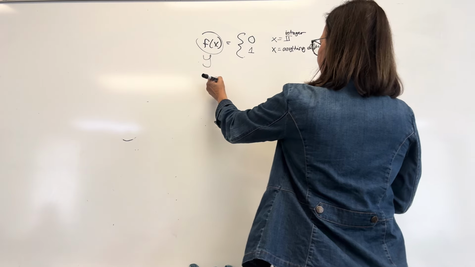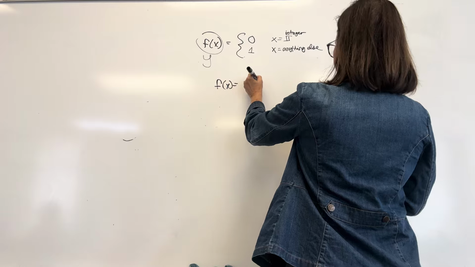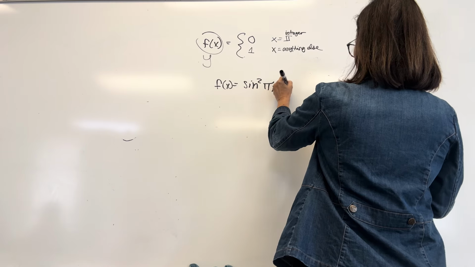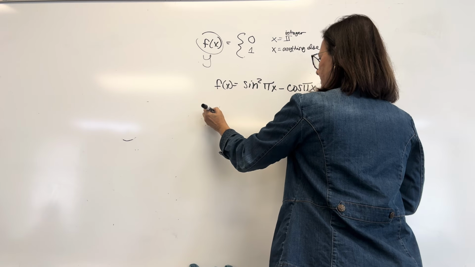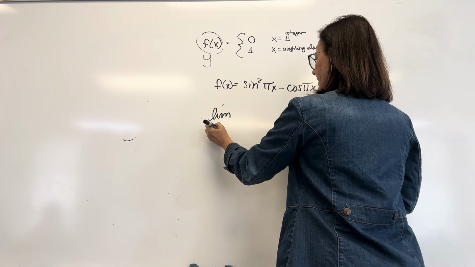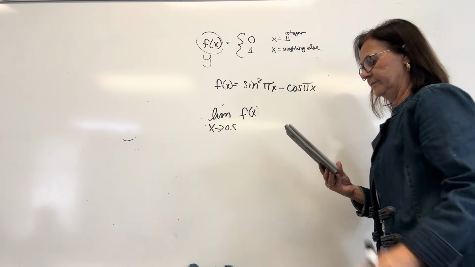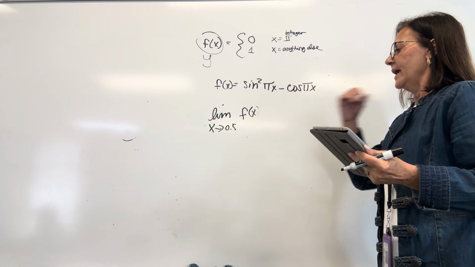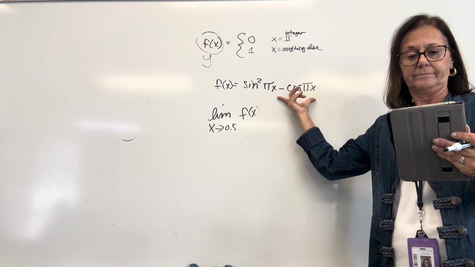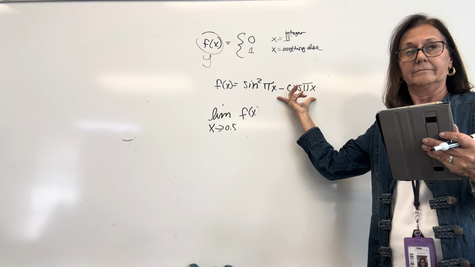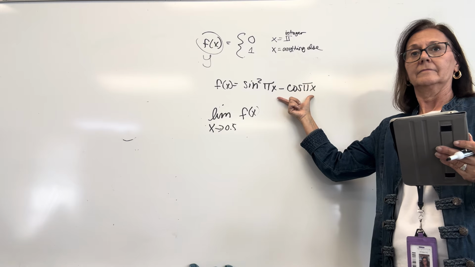All right, so here's my f of x. It's sine squared pi x minus cosine pi x. And we want to know the limit as x approaches 0.5 of that function. Is 0.5 in the domain? Should we put it in our calculator?